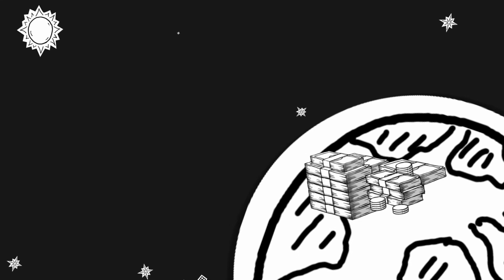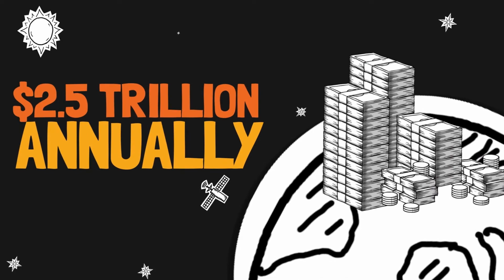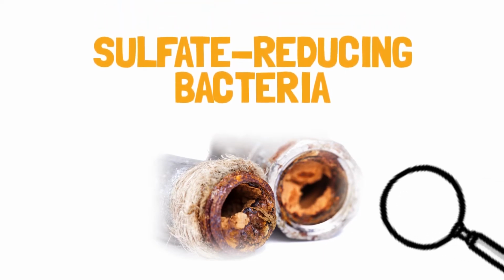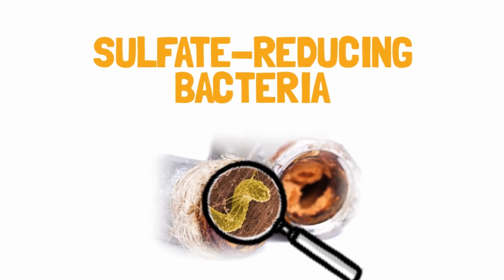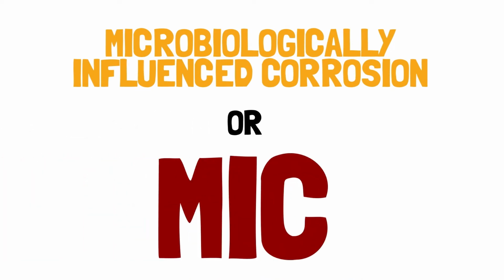Corrosion of metals and other materials costs the global economy over $2.5 trillion annually, and at least 20% of this corrosion damage is caused by microorganisms, such as sulfate-reducing bacteria. This biotic corrosion is called microbiologically influenced corrosion, or MIC.